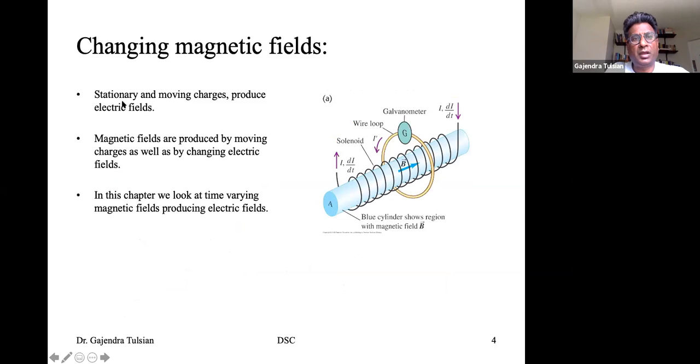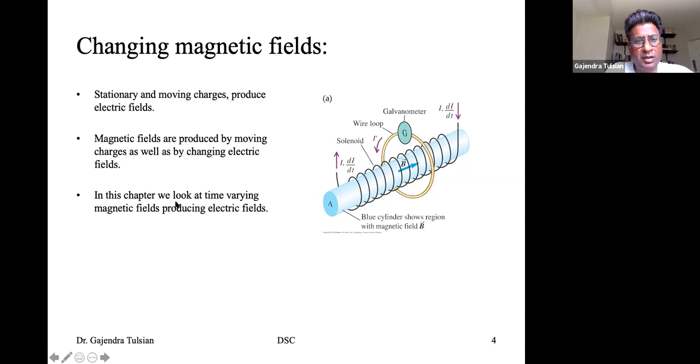So this is summarizing what we've been studying and what we're going to look at in this chapter. We saw in some of the last few chapters that stationary charges and moving charges both produce electric fields. Magnetic fields are produced by moving charges. So charges at rest will not produce magnetic fields. To produce a magnetic field, you have to have charges that are moving. So currents produce magnetic fields. And in this chapter, we'll look at time varying magnetic fields producing electric fields.